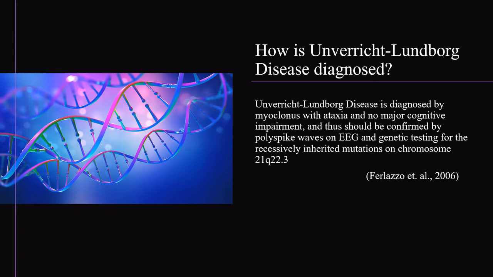Unverricht-Lundborg disease is diagnosed by myoclonus with ataxia and no major cognitive impairment, and thus should be confirmed by polyspike waves on EEG and genetic testing for the recessively inherited mutations on chromosome 21q22.3.